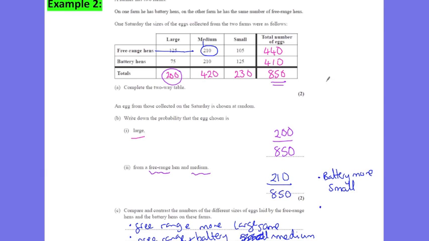And then if we look at the total, the overall eggs, we can see that the free-range hens are producing more eggs. So overall, more eggs, free range. So any of those 4 comments to get the 2 marks available in this question.